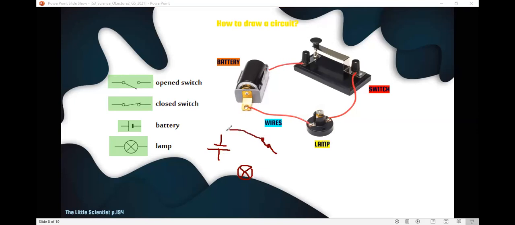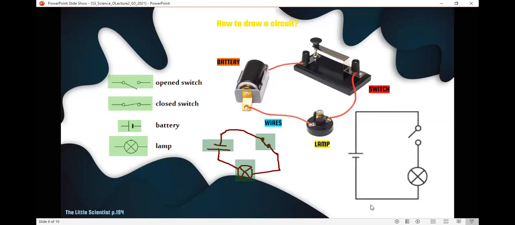And I connect them using wire. You can do better than me, okay? I'm just giving you an example. I should draw the battery right here, the lamp, the switch, which is on, and I connect them using wire.